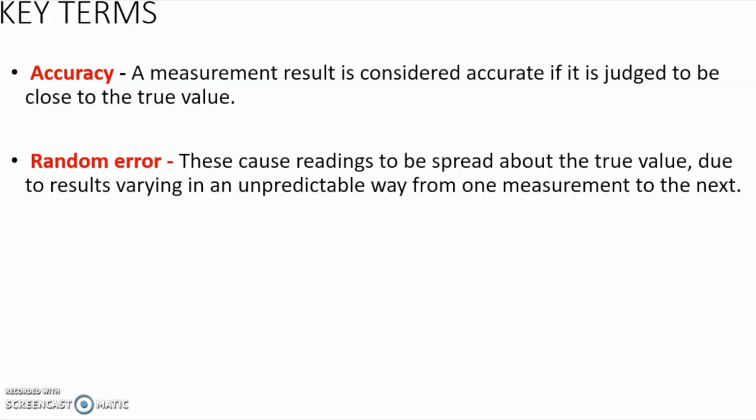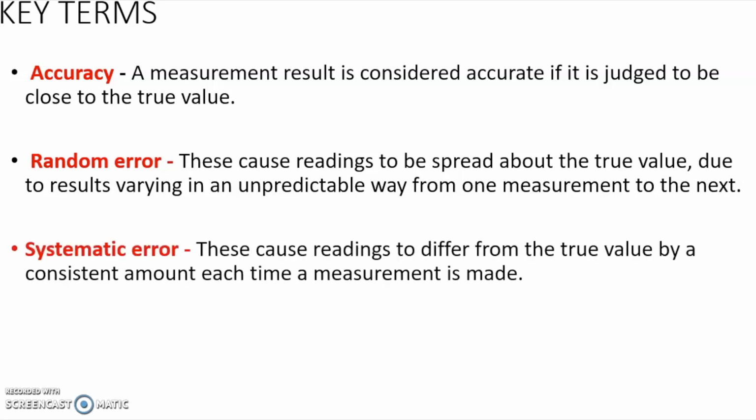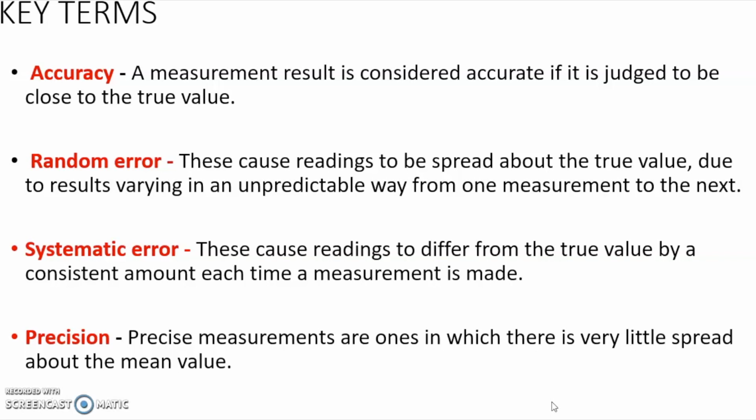The second type of error is a systematic error. These cause readings to differ from the true value by a consistent amount each time a measurement is made. Sources of systematic error can include the environment, methods of observation, or instruments used. Systematic errors cannot be dealt with by simple repeats. If a systematic error is suspected, the data collection should be repeated using a different technique or different set of equipment.